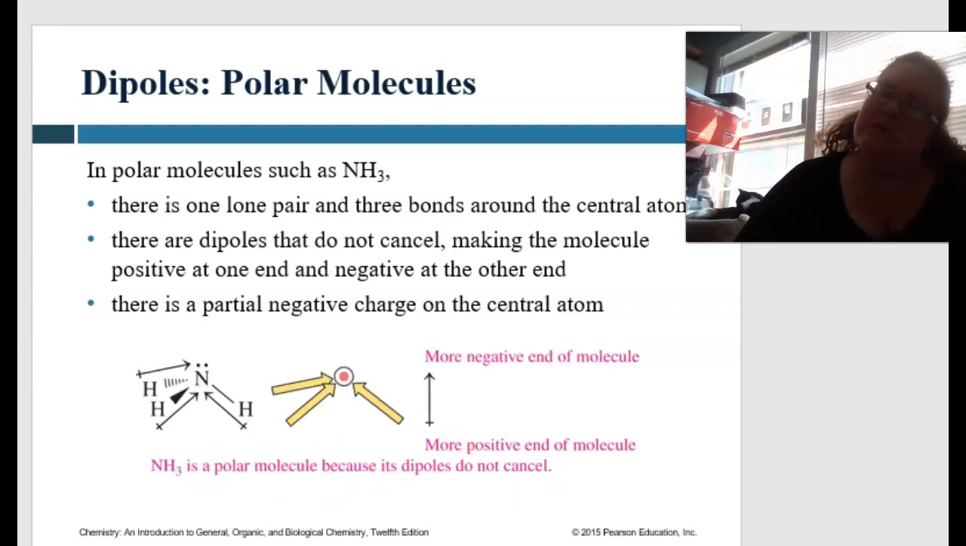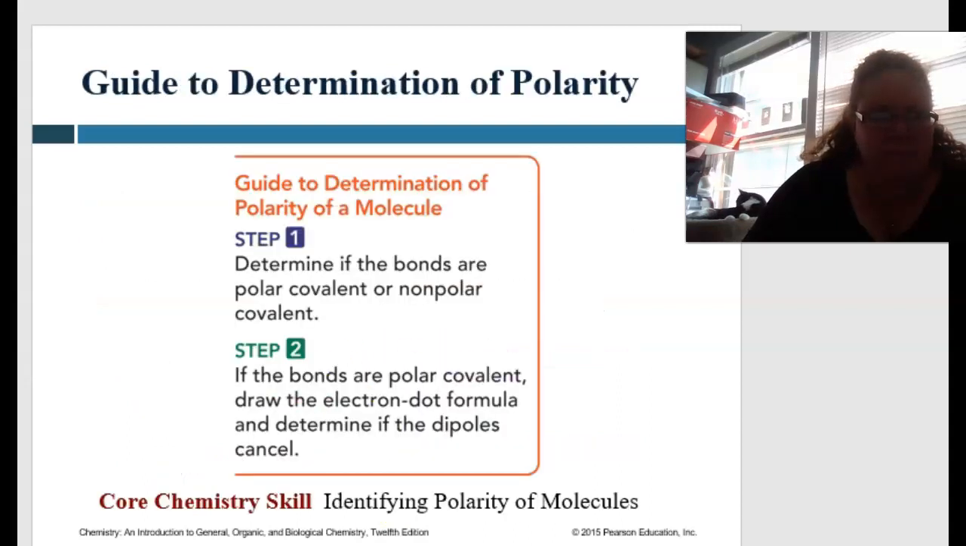In polar molecules such as NH3, there is 1 lone pair and 3 bonds around the central atom. There are dipoles that again do not cancel, and it makes the molecule positive at one end and negative at the other end. And there is a partial negative charge on the central atom. So again, we're going to have the more negative end of the molecule be towards the nitrogen, more positive be towards the hydrogen, and that tells us that NH3 is polar because the dipoles do not cancel out.